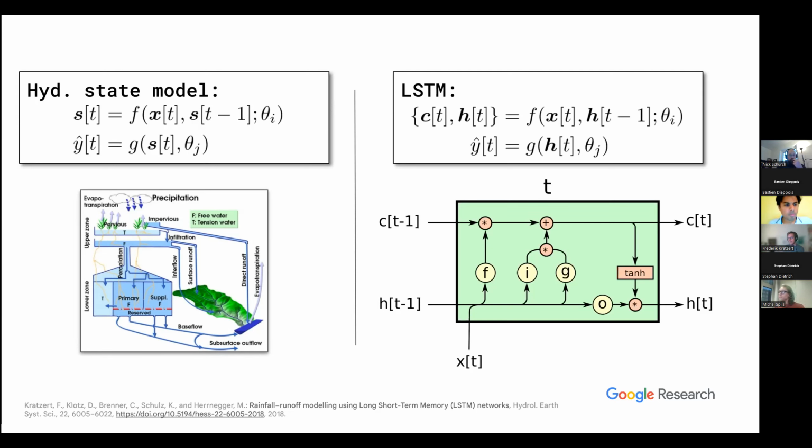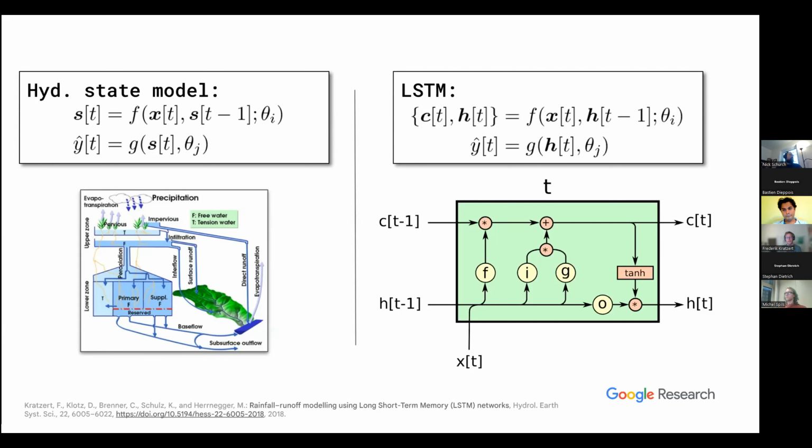And the LSTM actually can be formulated in exactly the same way. The LSTM is also a state model. It has internal states, just as a conceptual hydrology model. The states are updated as a function of the previous states and the current inputs, exactly the same. And the output of the LSTM is also a function of the current states. And the LSTM also has some model parameters that we train during the model training, right?